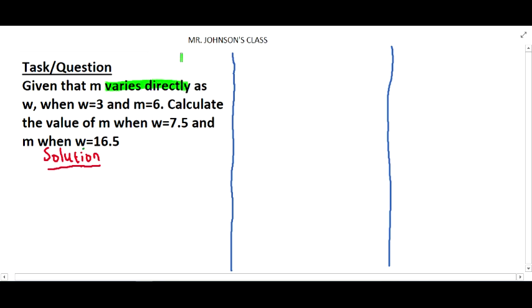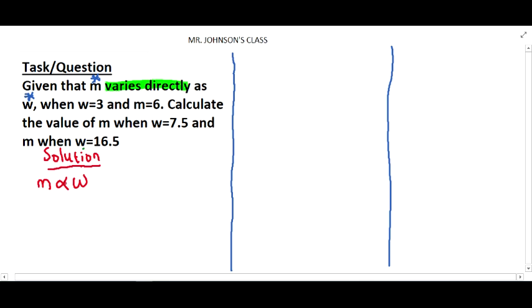Because here we have two quantities, right? The first one is M, and the second one is W. So there are two quantities now. Always check the question, they will tell you whether they vary directly, inversely, jointly, or partially. So here it is a direct variation. So we have that M varies directly as W.